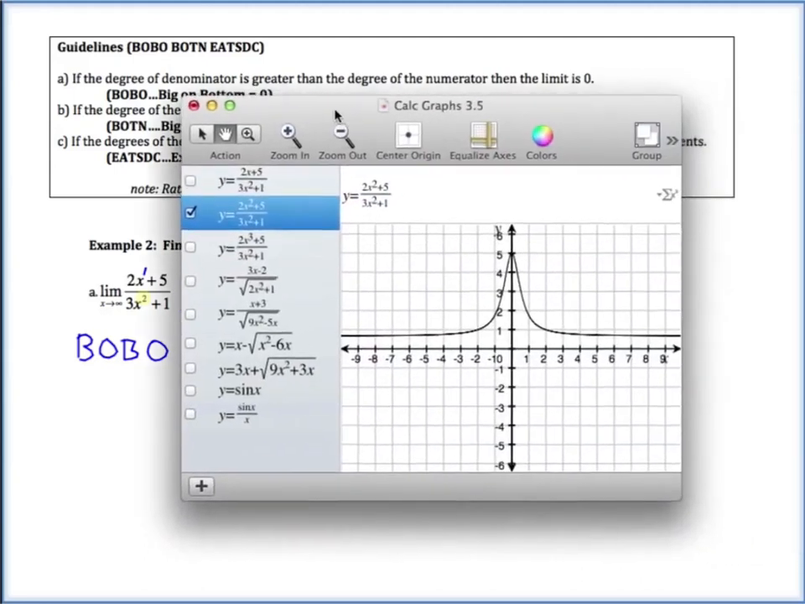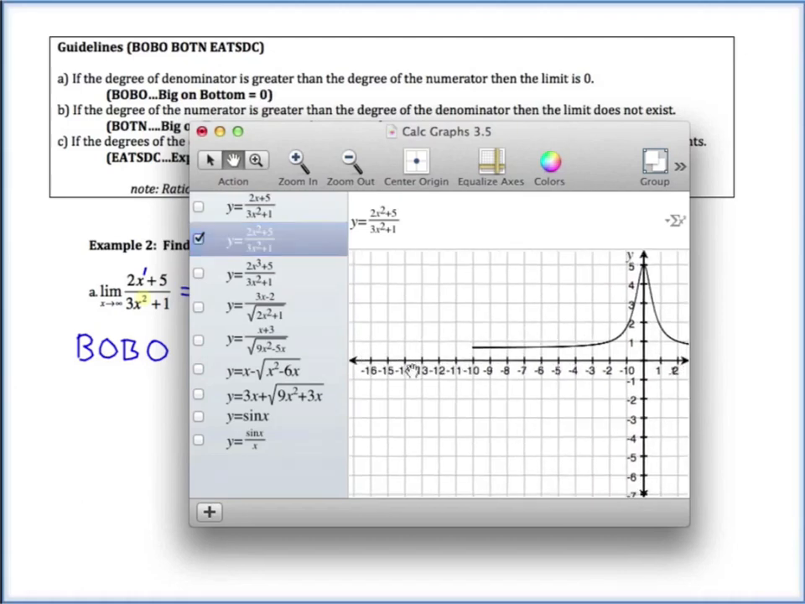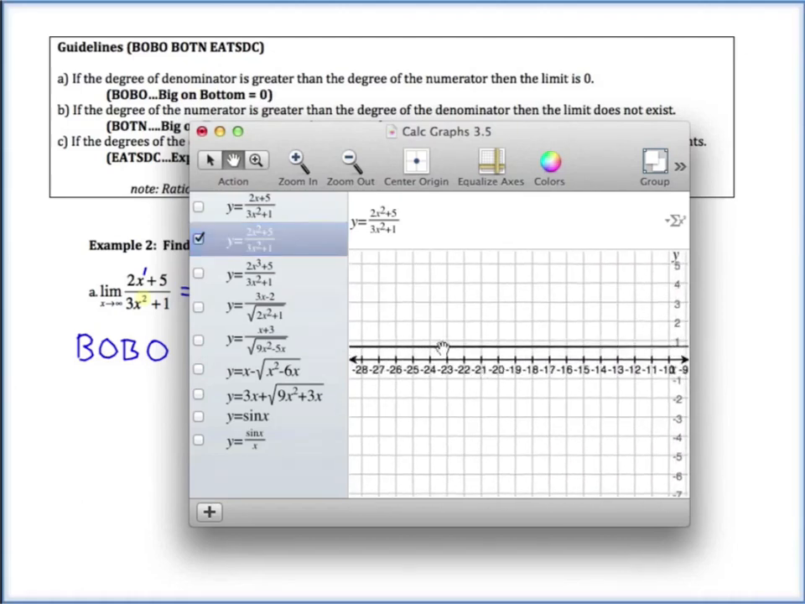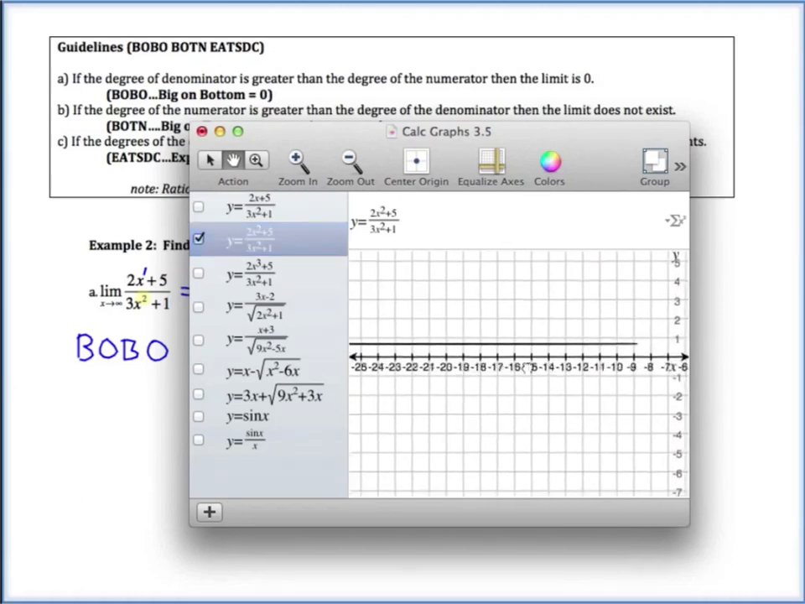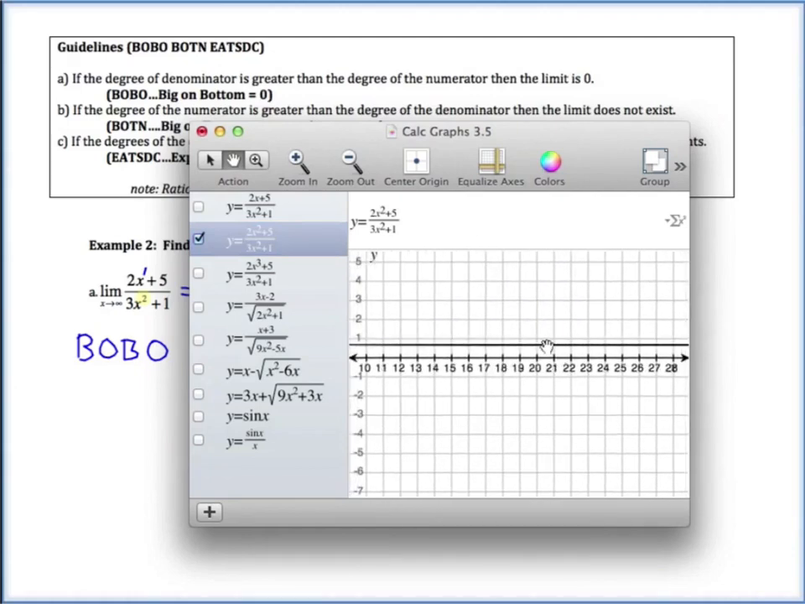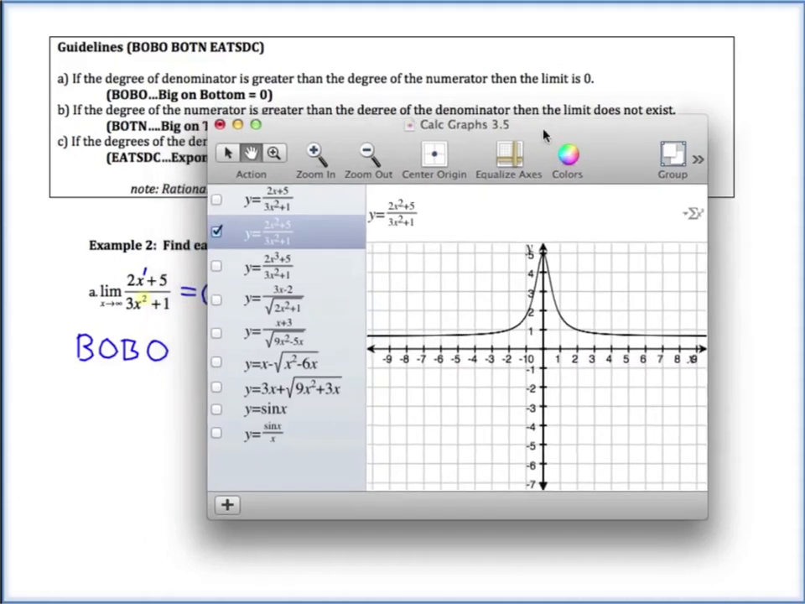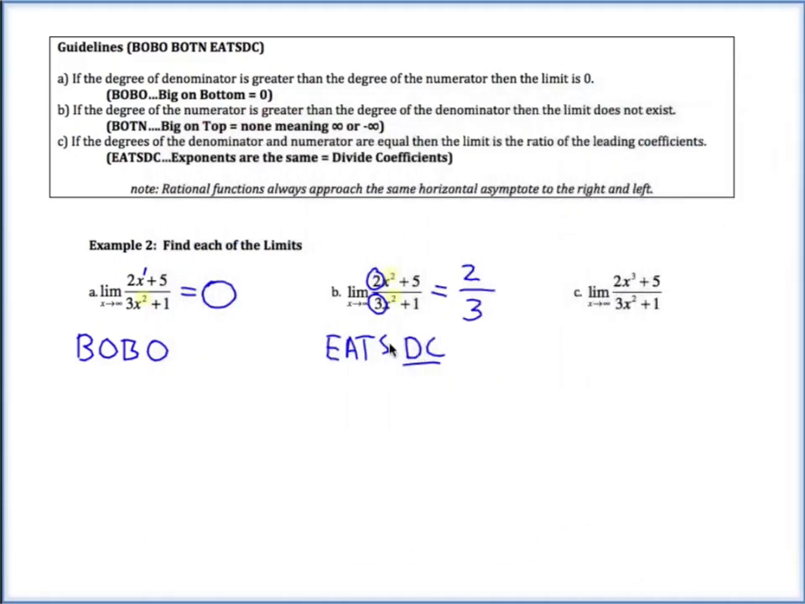Let's check our graph now. You can see as we go to negative infinity that that's sticking real close to 2/3. If we go to positive infinity, you're going to see the same, still staying very close to 2/3. So what that's telling me is my horizontal asymptote is at y equals 2/3. Where was the horizontal asymptote here?